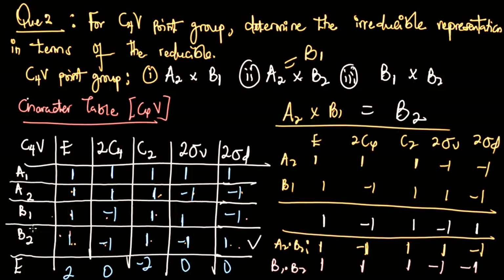So let's look for it. Definitely it can't be these two again. So that's 1 1 1 minus 1 minus 1. So that will be A2. So this one gives A2. So that's how to solve this.